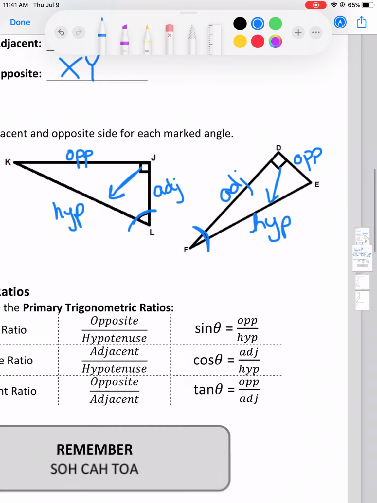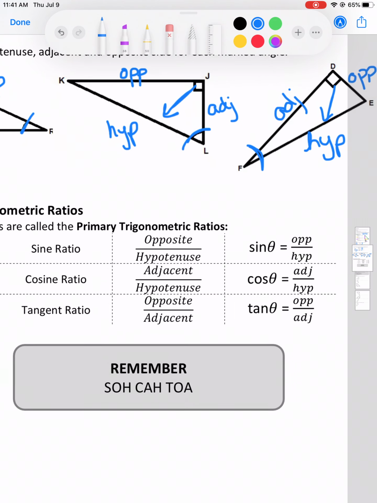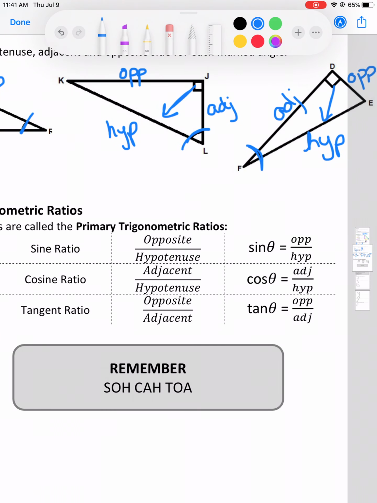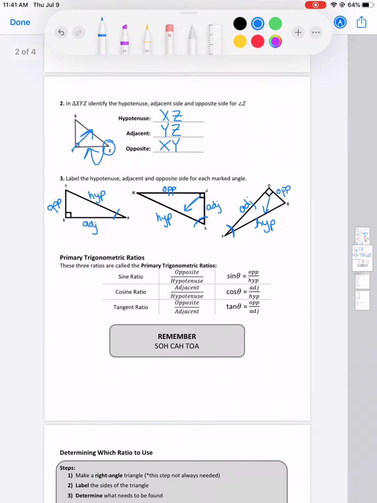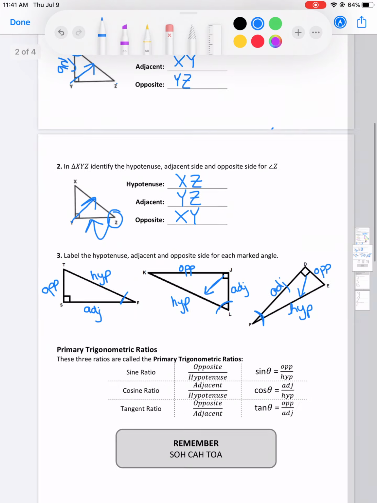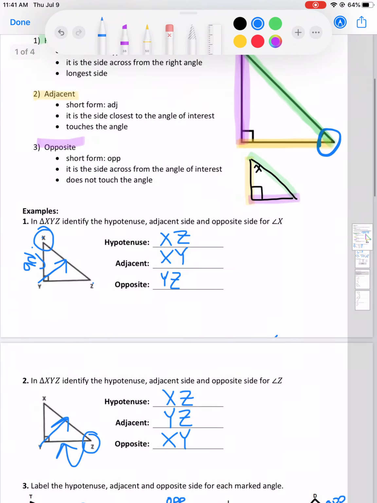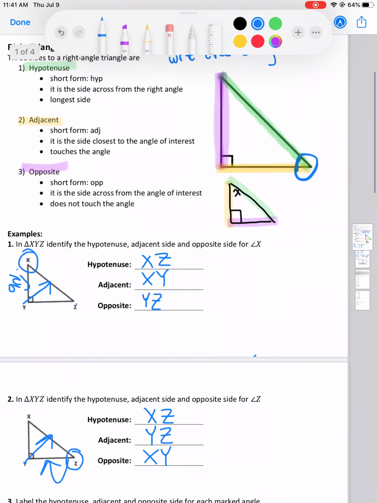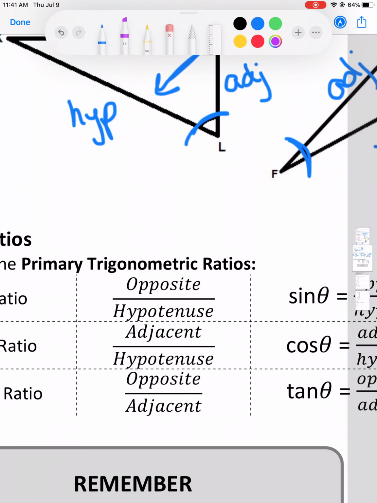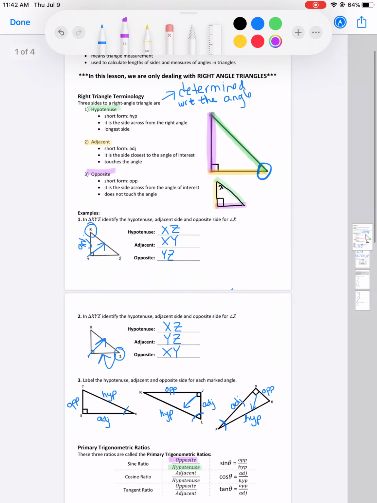Okay, so these are the three ratios that you need to know, and this is the ones that you're going to be using when it comes to making calculations for angles and sides. Okay, so the primary trig ratios, so the sine ratio deals with the opposite and the hypotenuse. So if we go back up, hypotenuse was green. And then the opposite was that purple color, from what I remember. Yep.